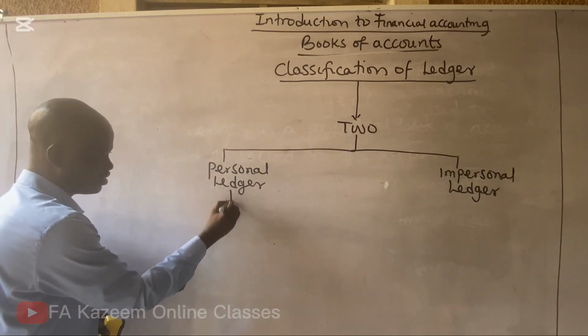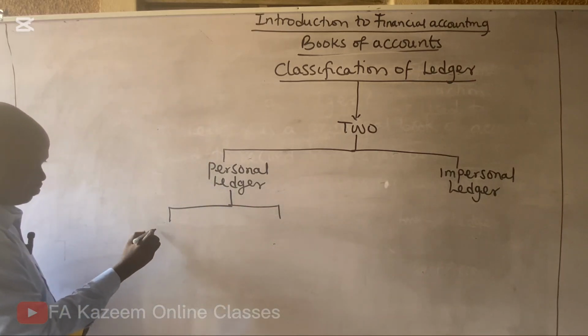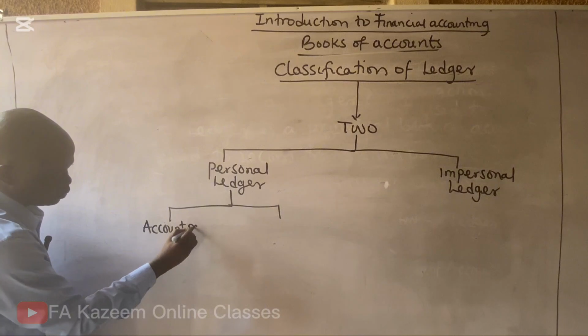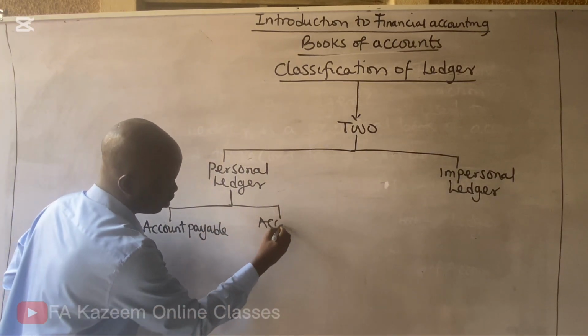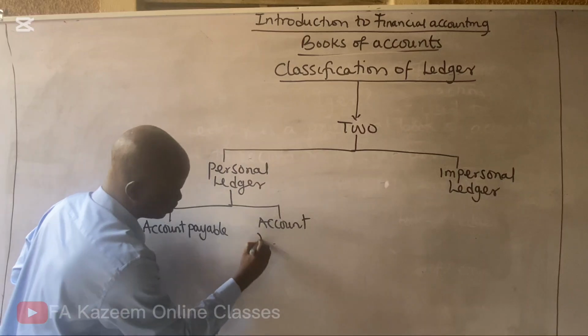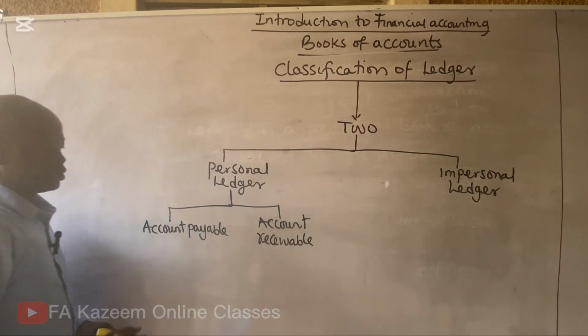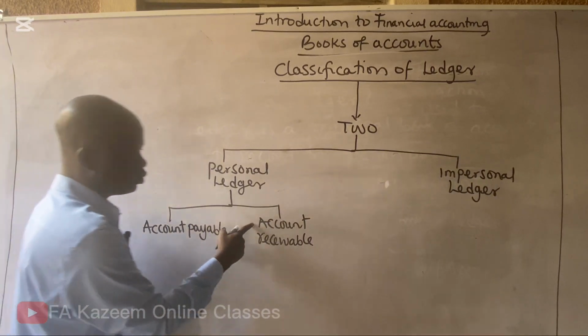And personal ledger is classified into two. We have accounts payable. I also have what we call accounts receivable. What do you mean by accounts payable? Accounts payable means creditors. And what do you mean by accounts receivable? Accounts receivable means debtors.